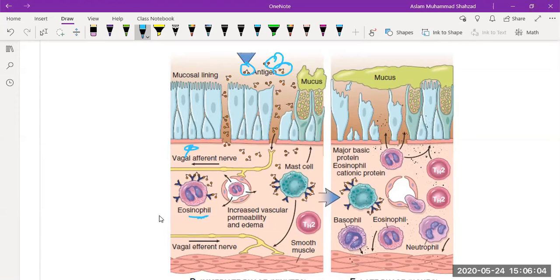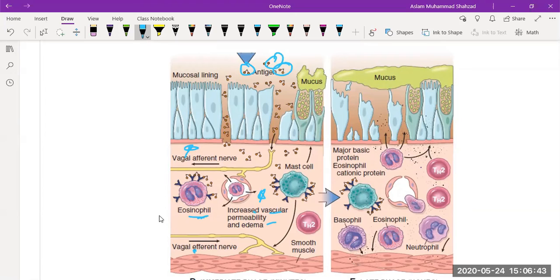Please read the physiology of what the vagal afferent nerve is. Vagal afferent nerves are those that send the signal towards the brain, whereas efferent nerves send the message back to the smooth muscles. The signals that travel, because of the production of eosinophils, then cause increased vascular permeability and edema.